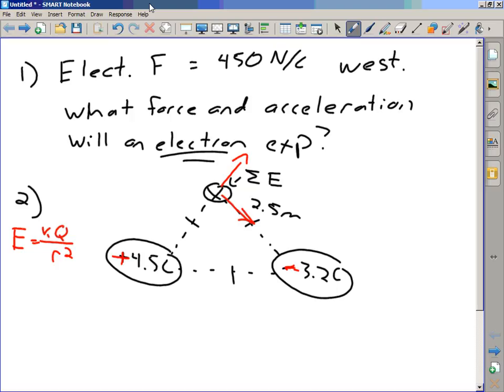Another acceptable method, if this idea freaks you out: say, okay, let's put a positive 1 coulomb charge there. Figure out what the net force on that positive 1 coulomb charge is, and then use the equation E equals F over little q. Solve the force, you know the little charge. That would give you an electric field also. So you could use either of those methods.